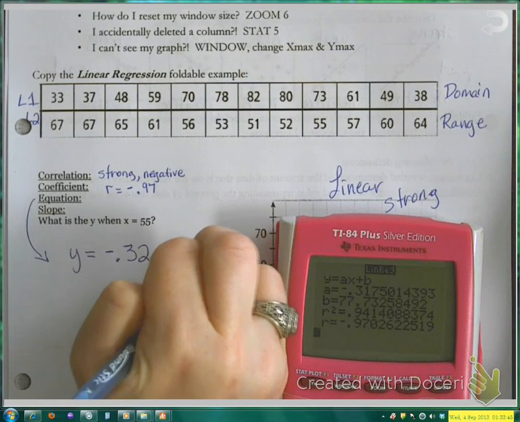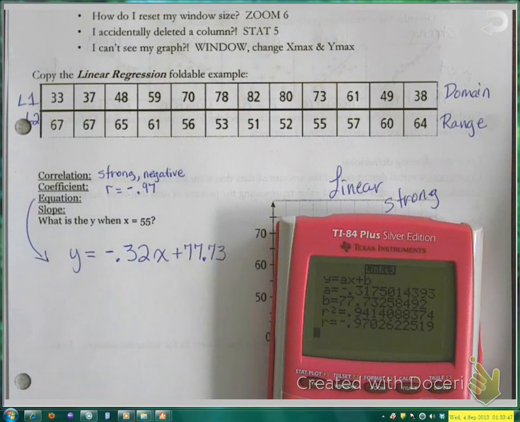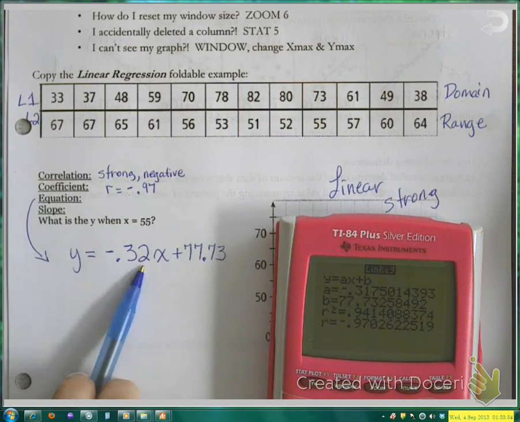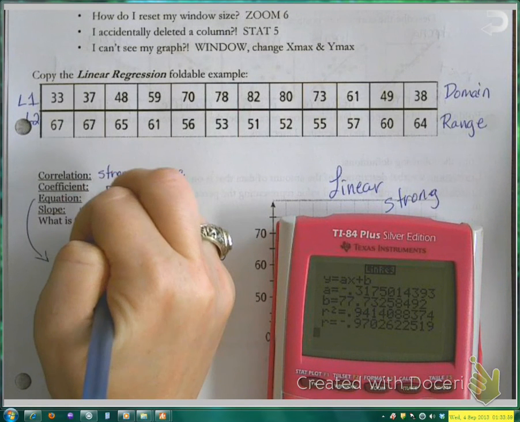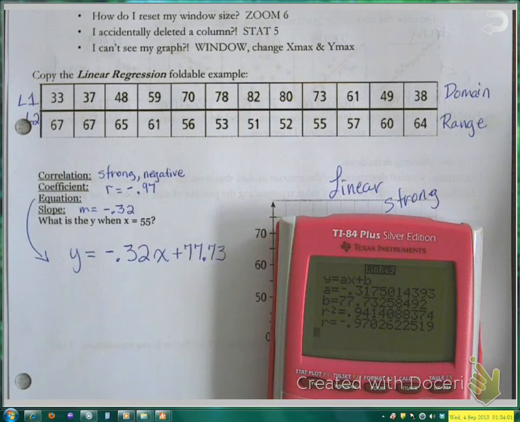So y equals negative 0.32x plus 77.73. Okay? Now it asks which one is the slope. Well, if it's y equals mx plus b, the slope is always with the x. So my slope is negative 0.32. Good to know. So it's negative. It's downhill. We expected that.